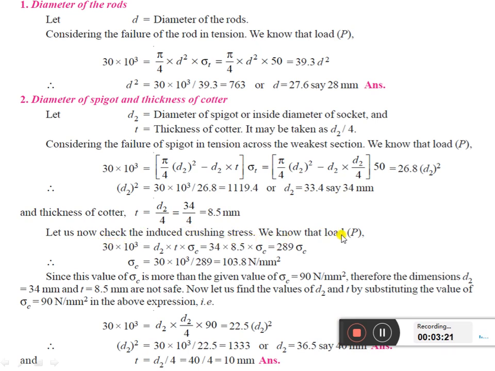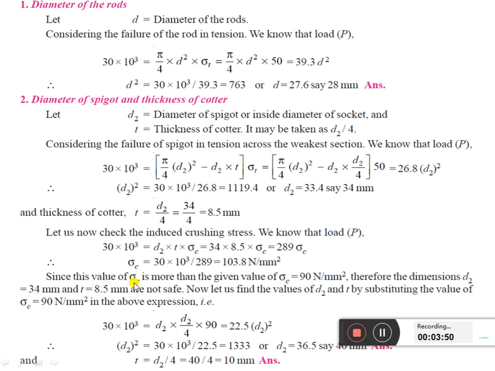So let us now check the induced crushing stress. We know that load P is equal to d2 into t into sigma c. The d2 value we found, that is 34, and t value we know, that is 8.5, and the load we know, 30 into 10 power 3. Find out the value of sigma c. The sigma c we will get is 103.8 Newton per mm square.